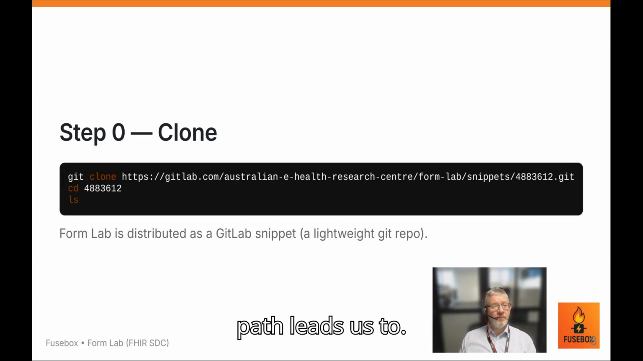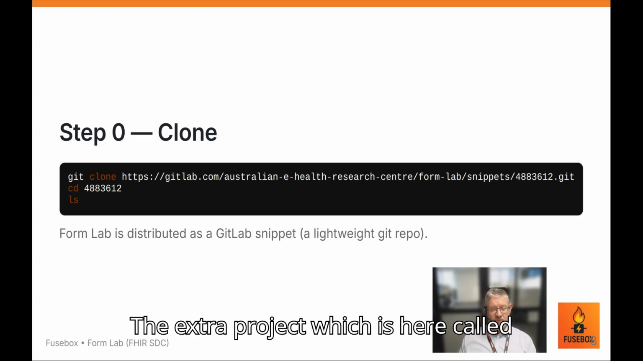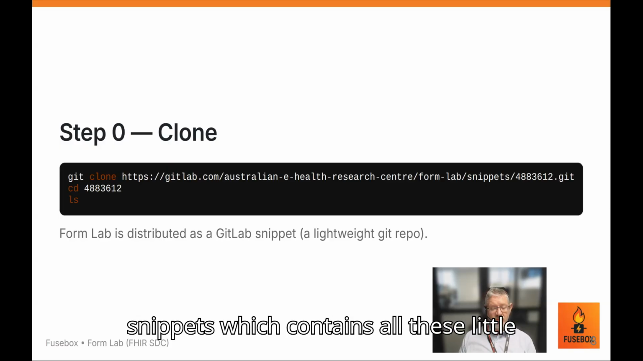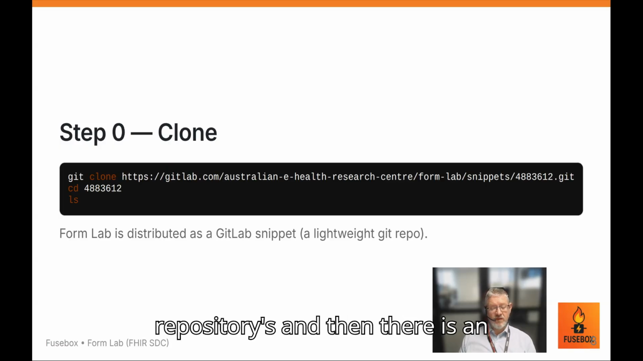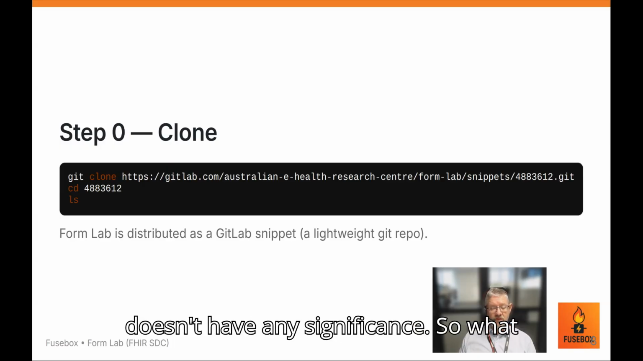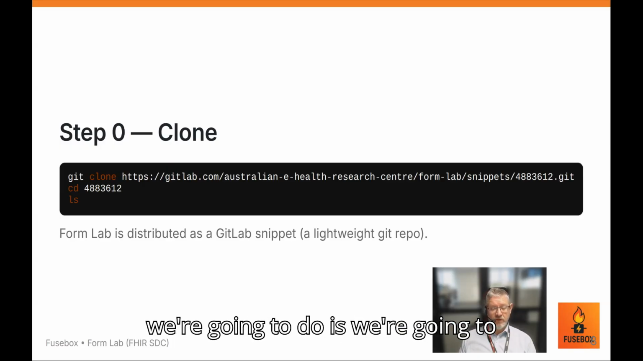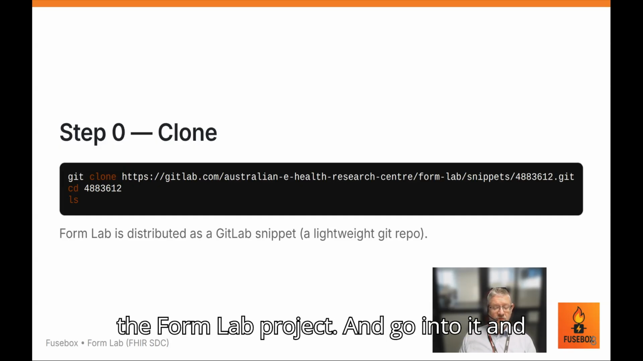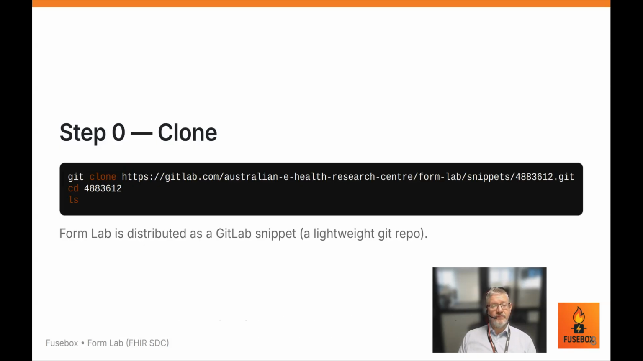You see that the path leads us to the actual project, which is here, called FormLab, and then there's a subdirectory snippets, which contains all these little repositories, and then there is an identifier, which is system-made, so it doesn't have any significance. So what we're going to do is check out this little snippet from inside the FormLab project and go into it and have a look at what it is.